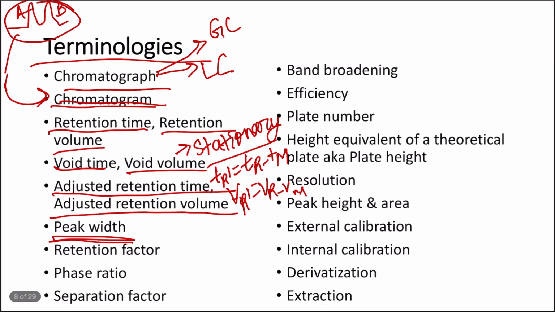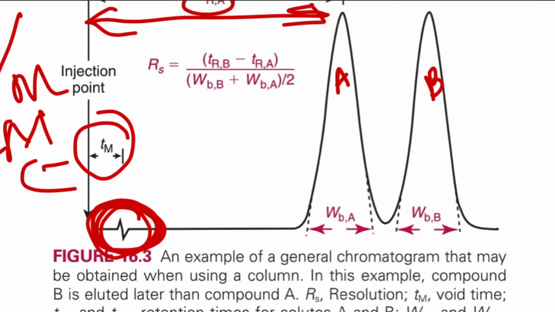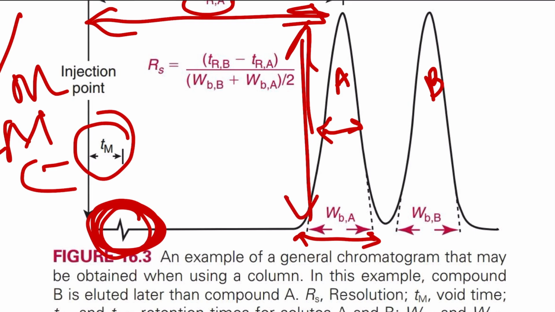Now coming to the next entity, the peak width. So what is peak width? Here you can see two peaks which are formed based on the components detected by the detector of the chromatography system. Here the base length is what we call the peak width, and we can also get the width at half height. If we take the width at half of the entire height of the peak, that is called the half height width.